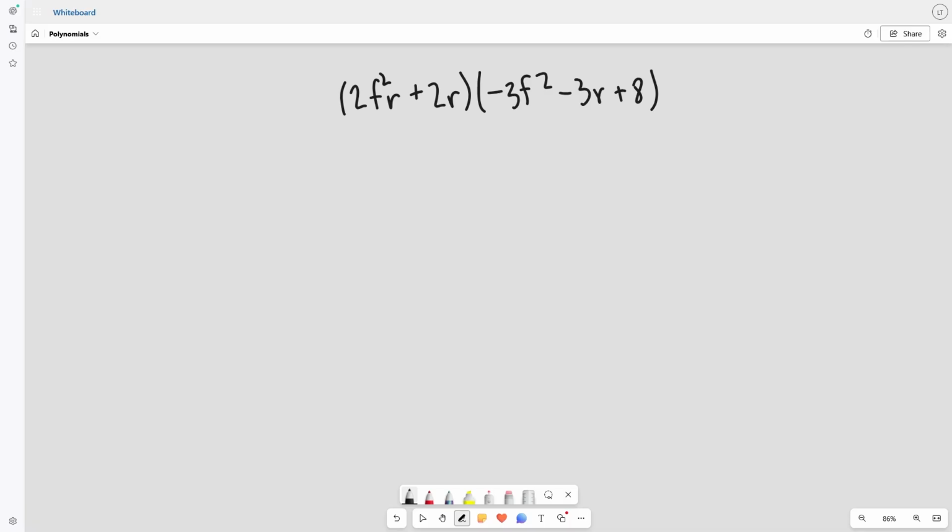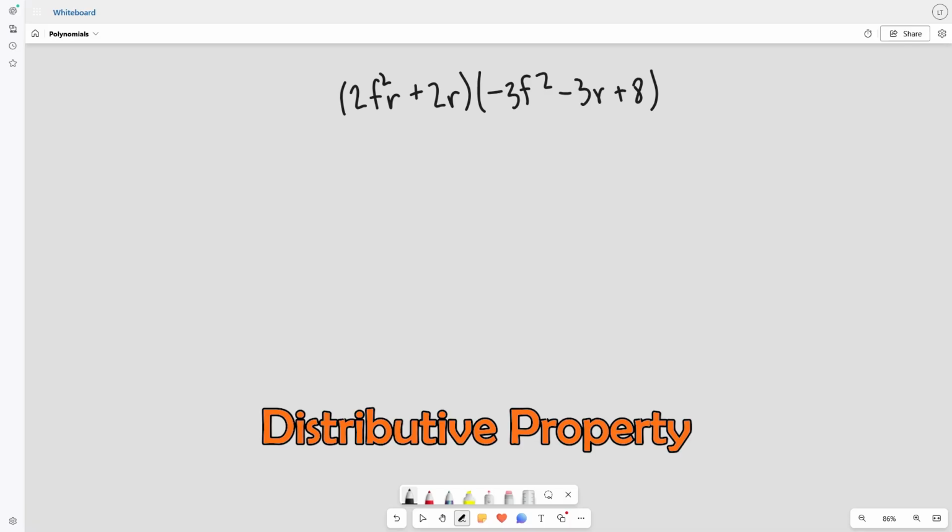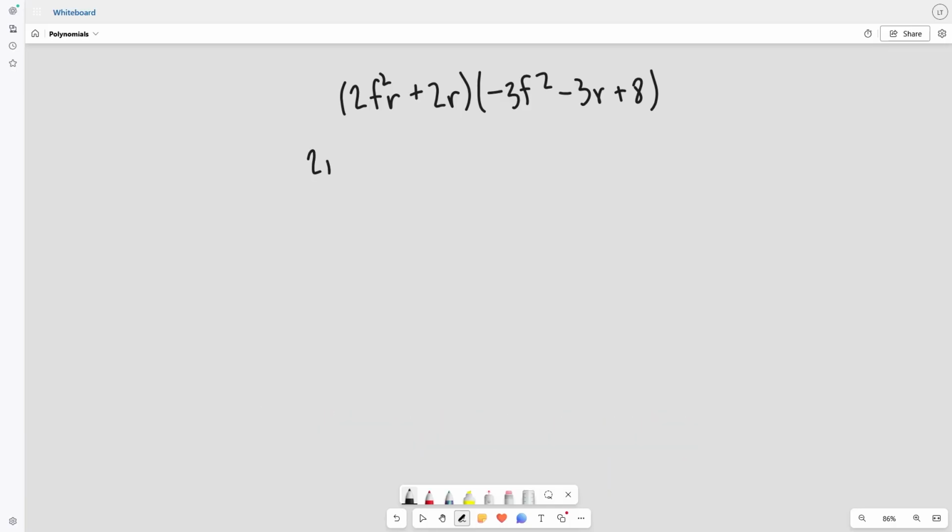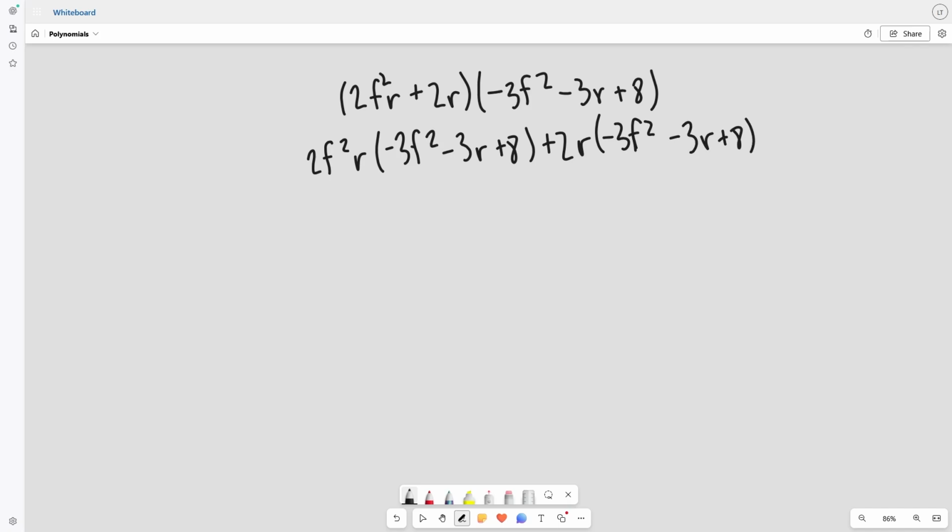What you can do is you use the distributive property here. 2f squared r times this whole expression, negative 3f squared minus 3r plus 8. And then the second term, 2r, times that whole expression again. And then now we simply multiply that out.